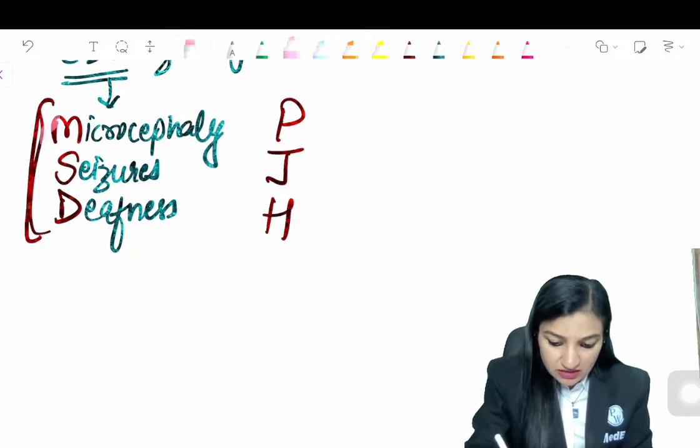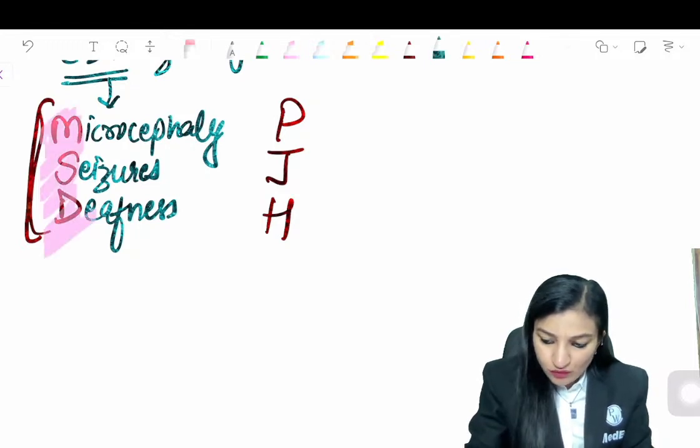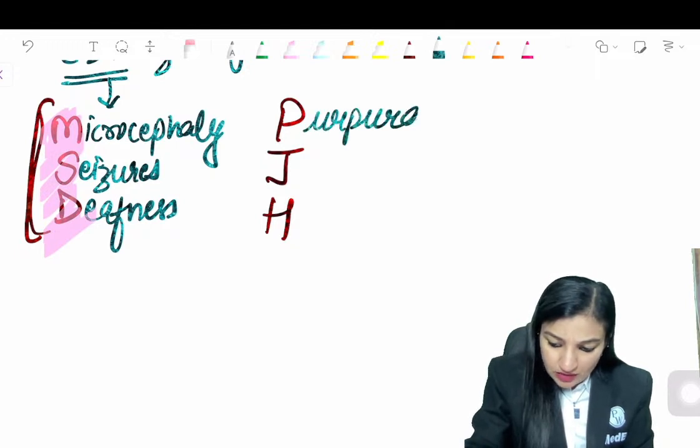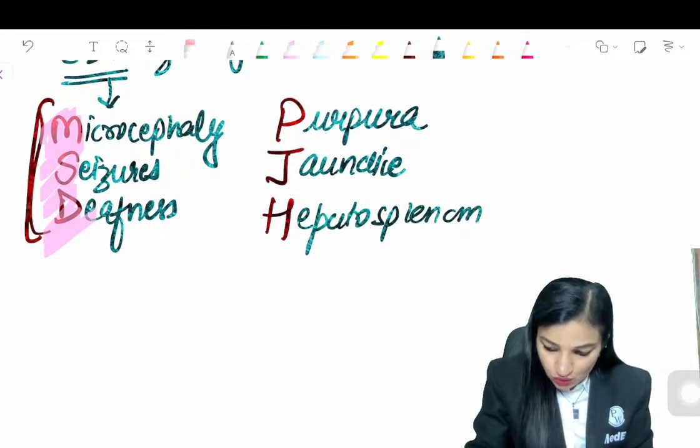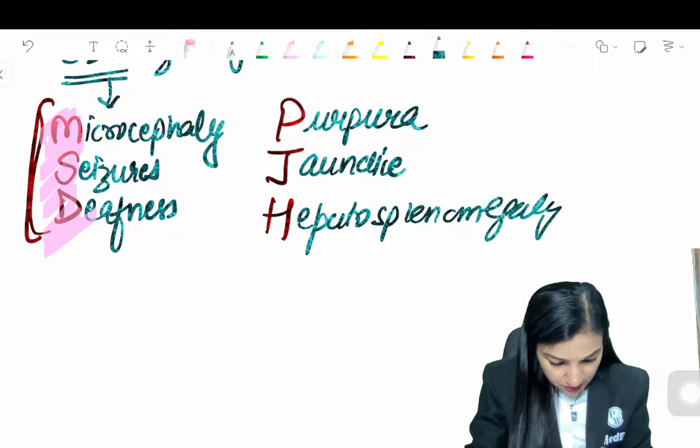MSD, remember Mahinder Singh Dhoni. Okay. P for what? Purpura. Then J for jaundice. And H for hepatosplenomegaly. Hepatosplenomegaly.